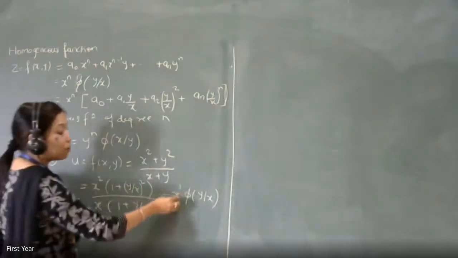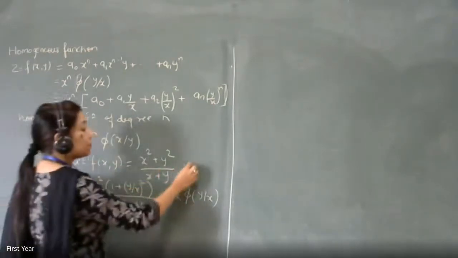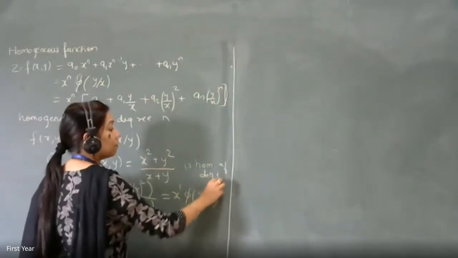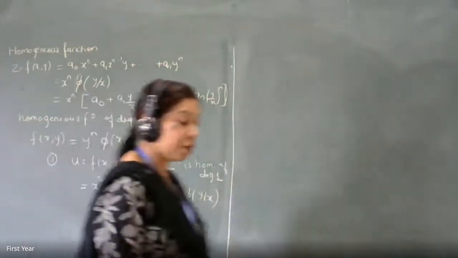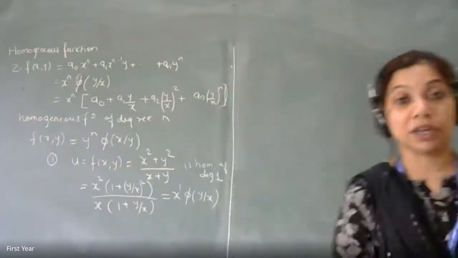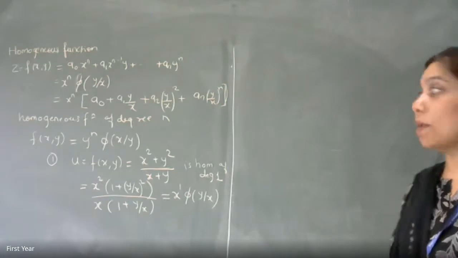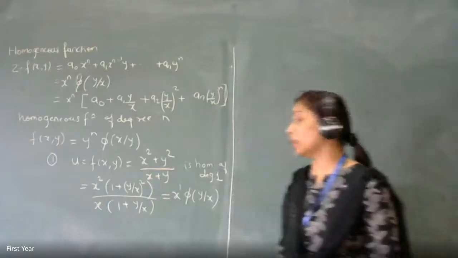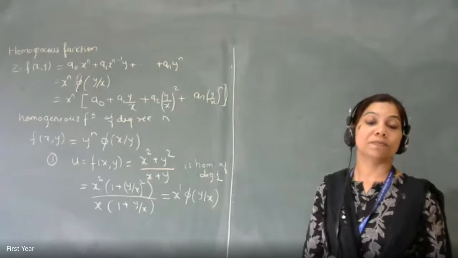Is this okay? This entire thing is a function of y by x. So what is the power of x? The power of x is 1. So u is homogeneous of degree 1. Is this clear to everyone? Very simple. Yes, ma'am. Okay. It is homogeneous and it has degree 1 because it is function by function. The degree of the numerator is the same, the degree of the denominator is the same, and since I am using this property of taking x to the power n common, I am getting x to the power 1 into phi of y by x, hence u is homogeneous of degree 1.